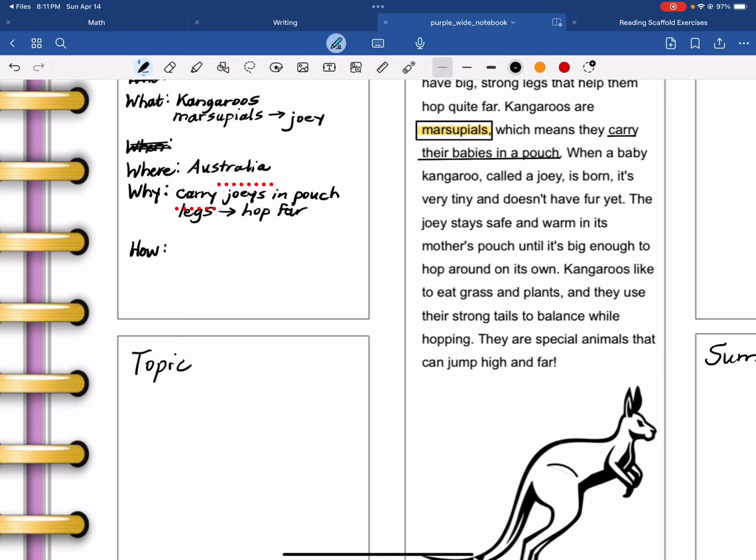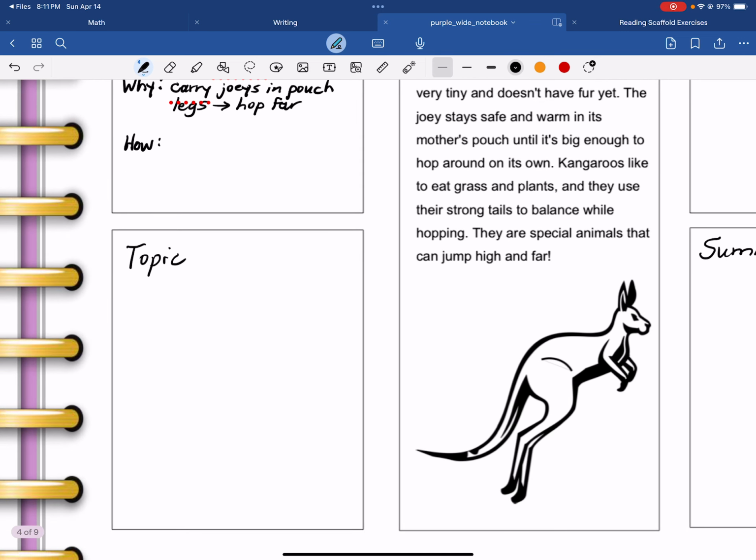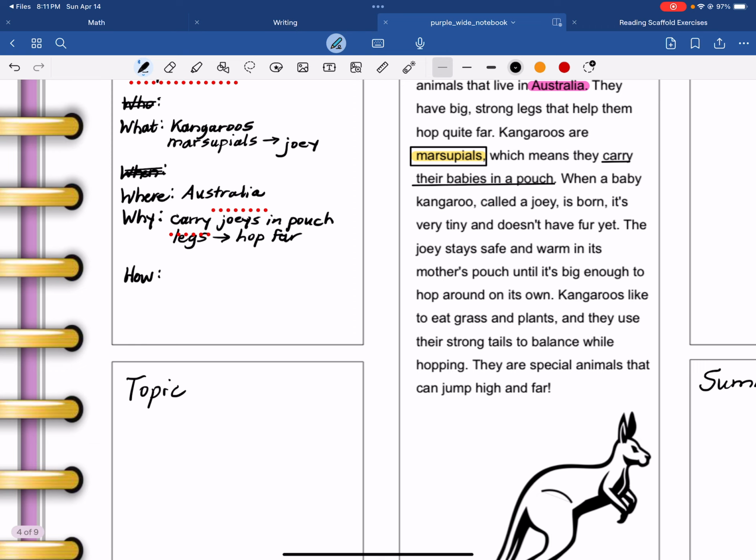Another thing that could be a why: why do they need those big tails? If you look at this kangaroo, it has a very long tail, those very long muscular legs. The tail also serves a very good purpose. The tail helps them to balance. So those legs and tail sort of springboard that kangaroo forward, propel it forward.